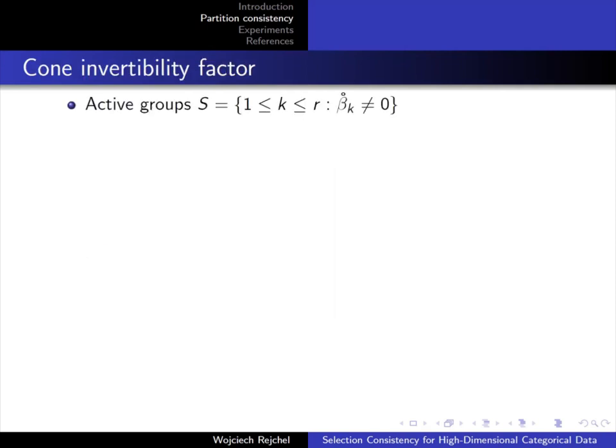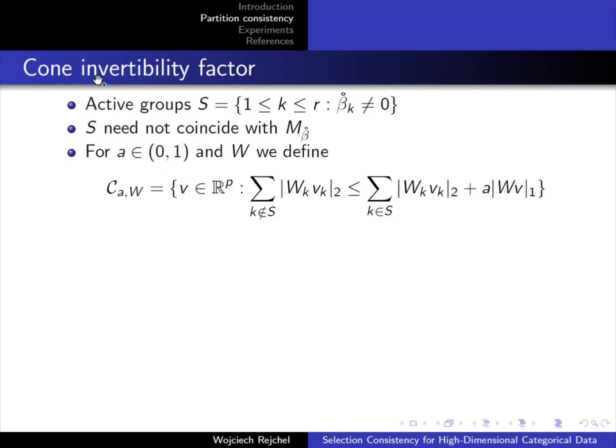And now I'm going to show you the main theoretical result, which is based on something called the cone invertibility factor, which is quite standard when you work with lasso estimators. Maybe it is not so nice. It looks a little bit difficult. However, I don't have so much time to go into details, so I will just show it. First we have a set of active groups. They correspond to those factors which are relevant. Obviously this set need not coincide with the true model, because here you might have some merging of levels. Here you do not have any merging.